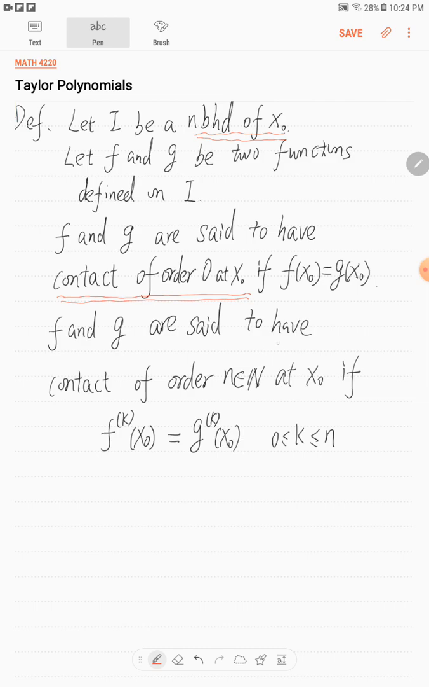f and g are said to have contact of order n at x0, where n is a natural number, if the kth derivative of f at x0 is equal to the kth derivative of g at x0 when k is greater than or equal to 0 and less than or equal to n. k cannot be greater than n. So this is the definition for the order of contact of two functions.